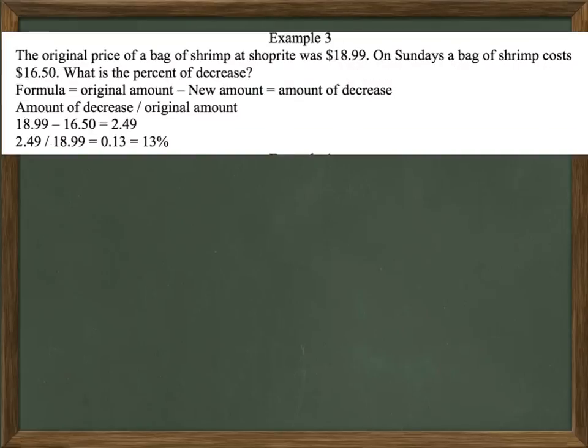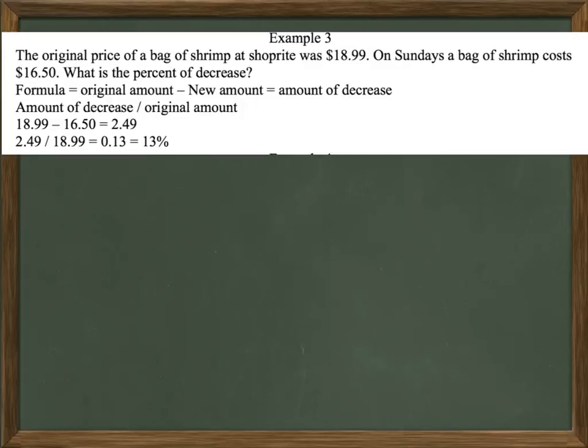The original price of a bag of shrimp at ShopRite was $18.99. On Sundays, a bag of shrimp cost $16.50. What is the percent of decrease? So our formula is the original amount minus the new amount equals the amount of decrease. So it's about the same. And another formula is amount of decrease divided by original amount.